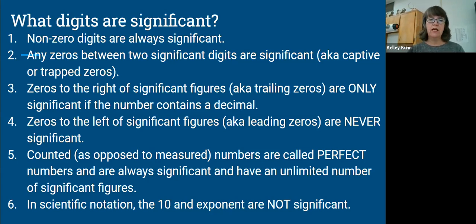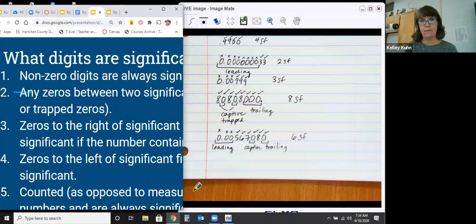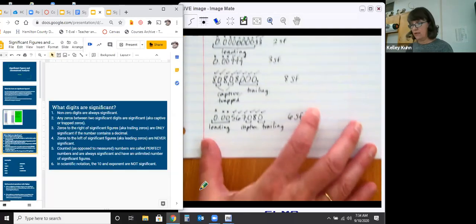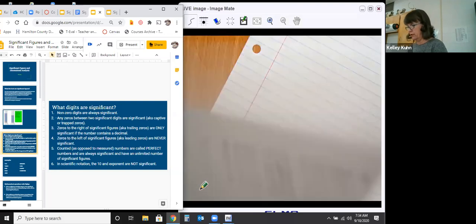And then the last thing that I need to bring out is when you have scientific notation, the scientific notation part, the 10 to the x, 10 to the third, or 10 to the negative fifth, or 10 to the eighth, that part is not significant. Why is it not significant? Well, it's actually just a different way to represent trailing zeros and leading zeros. It's just about size. So it is not considered a part of the measurement. So let's look at what I mean by that just really quickly.